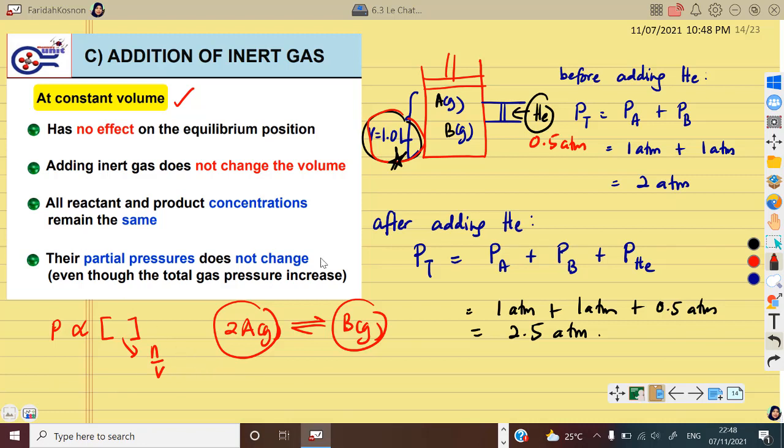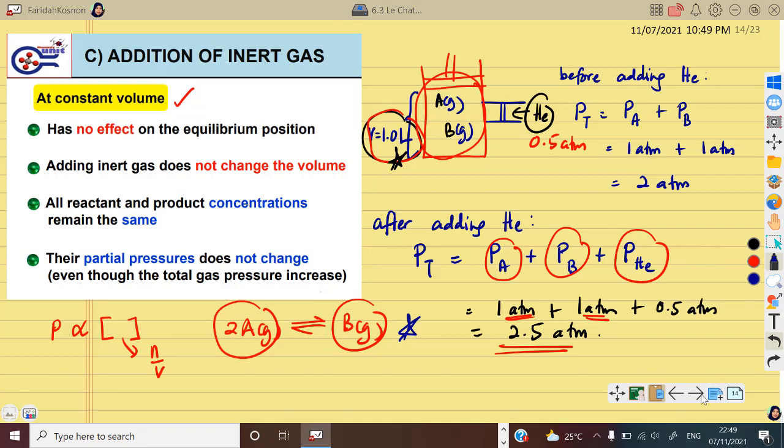The partial pressure does not change even though the total gas pressure increases. Partial pressure gas A, partial pressure gas B tidak berubah walaupun total pressure berubah. Sebab apa total pressure berubah? Sebab ada tambah helium. So, kita hanya tengok kepada component of the system, A dengan B tu lah yang bertindak balas. Inert gas tu dia tak akan react dengan A dengan B tu. Jadi that's why addition of inert gas at constant volume has no effect on the equilibrium position. Maksudnya equilibrium position tak akan shift to the left ke shift to the right.